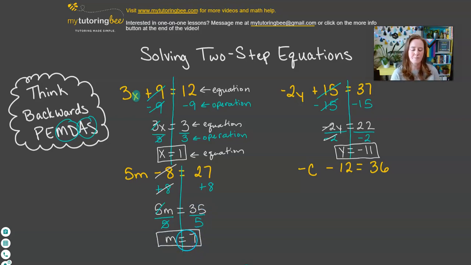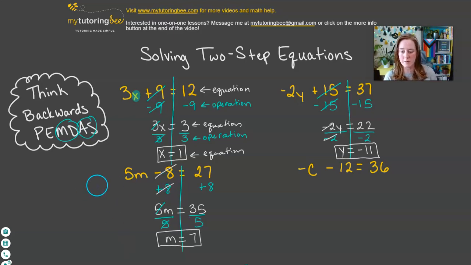All right, there we go. Also, if you want to check your answer, in fact, I encourage you to check your answer. In order to check your answer, all you have to do is take your solution and substitute it back into the original equation and use order of operations to solve and see if what you have on both sides of the equal sign is actually equal.